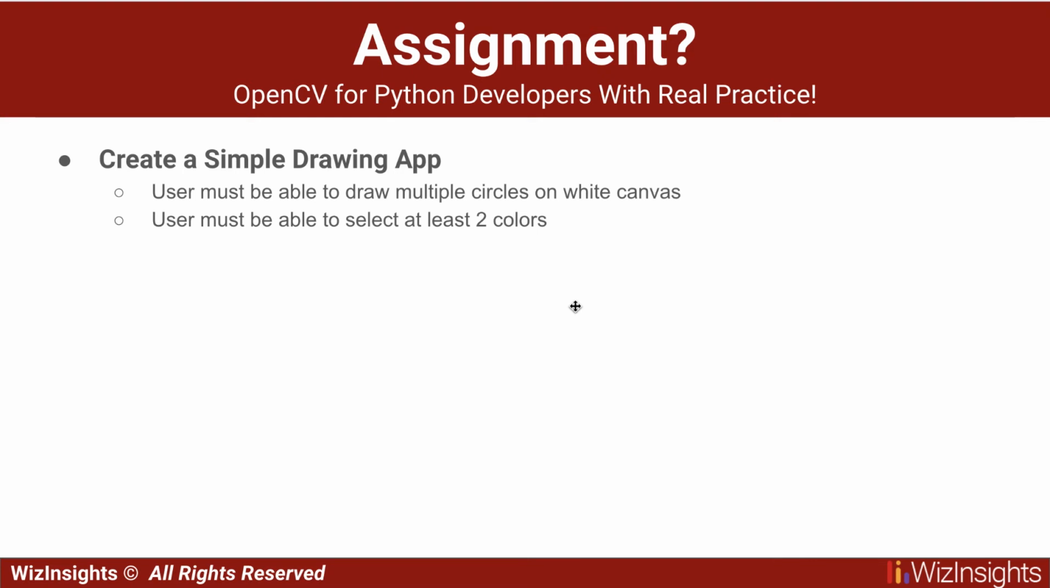So to start with this, there are a few tips. You can use the events L button down, mouse move, and L button up. These are the events which we have already used, so you can use those. And using OpenCV, write this assignment.